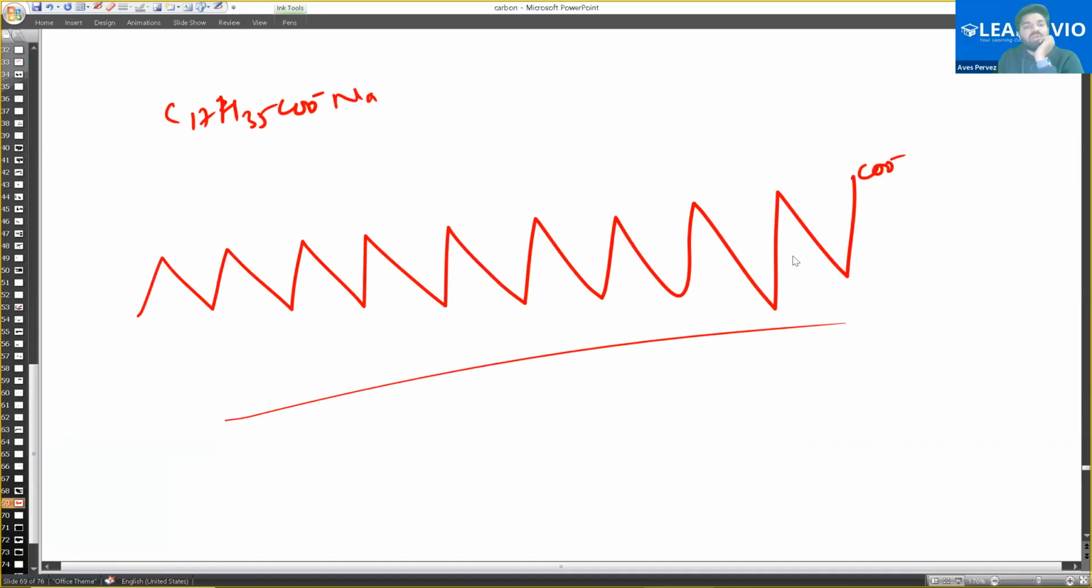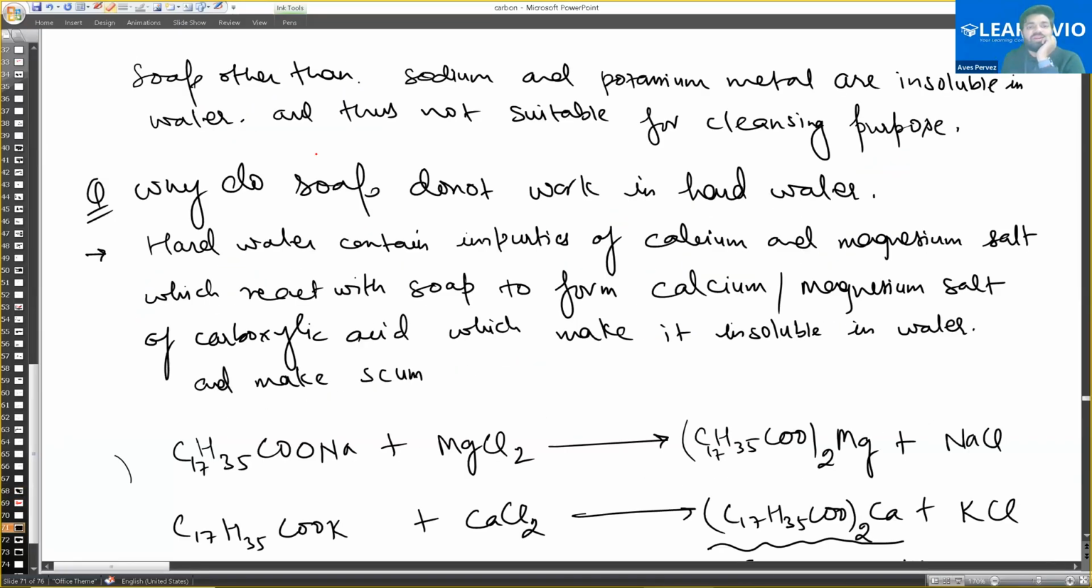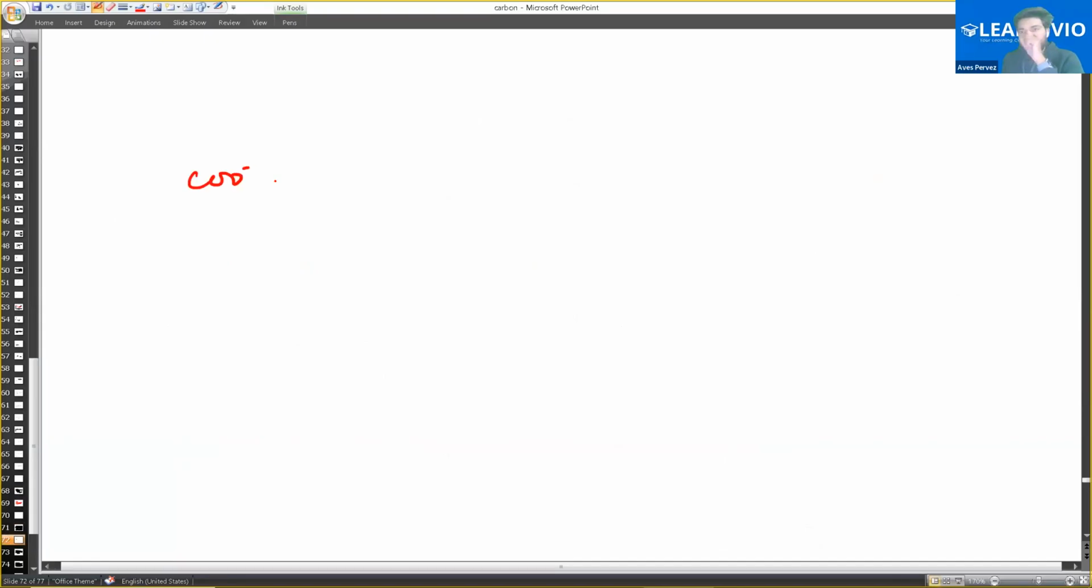And why does soap not work in hard water? It's very simple. Soap does not work in hard water because when we add soap, C17H35 COO minus Na, to hard water containing, for example, MgCl2, it forms a magnesium salt. Magnesium salts are not soluble in water. Ayan, are you there in the class? Yes.